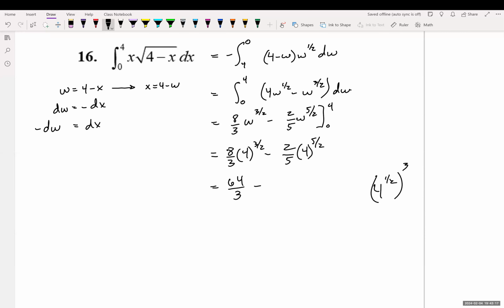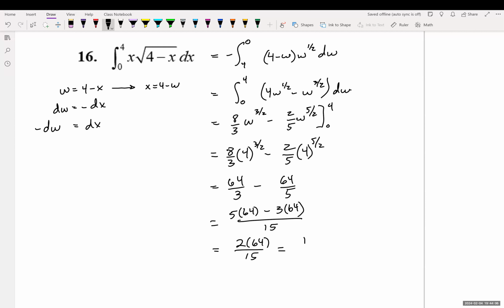And then over here, we've got 4 to the 5/2. So it's the same idea. 4 under a square root is 2. 2 to the 5th power is 32. So that gives me a 64/5. Making a common denominator, I'll multiply here by 5. I'll multiply here by 3, and we'll have a 15 underneath. And when I have 5 64s minus 3 64s, I get 2 64s over 15, also known as 128/15.